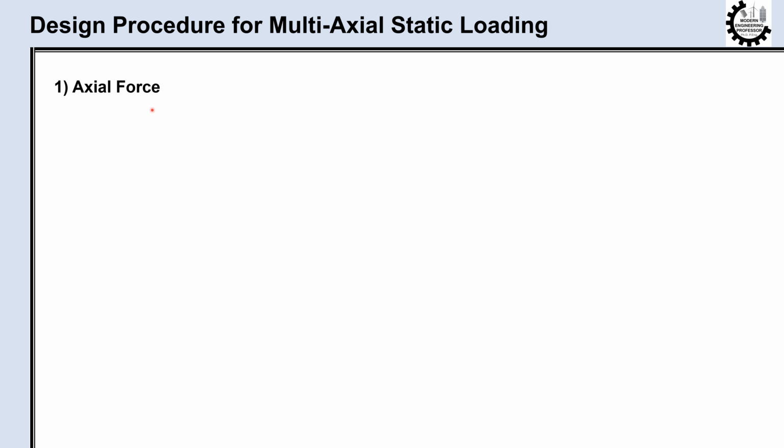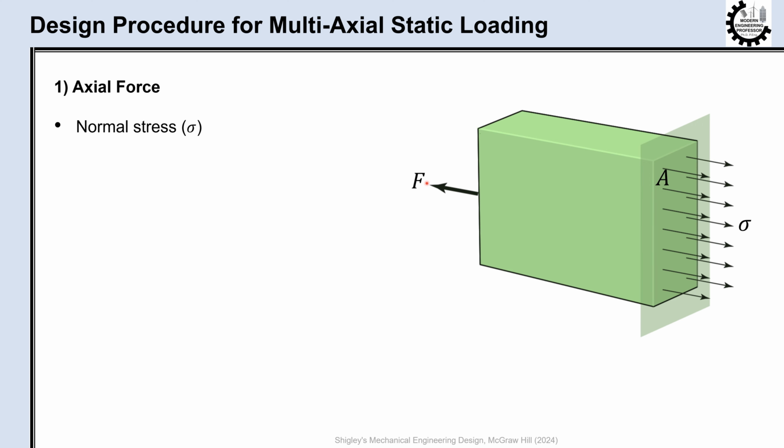An axial force results in a normal stress. The assumption of a uniform distribution of a stress is commonly made in design applications. The normal stress, sigma, is defined as the ratio of the axial force over the cross-section area. The tensile normal stress is considered positive, while the compressive is negative.